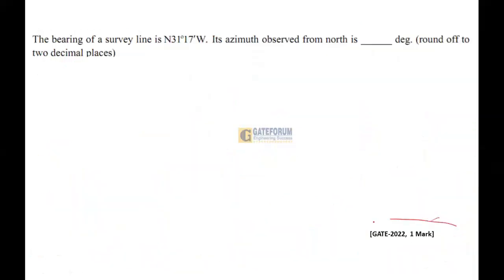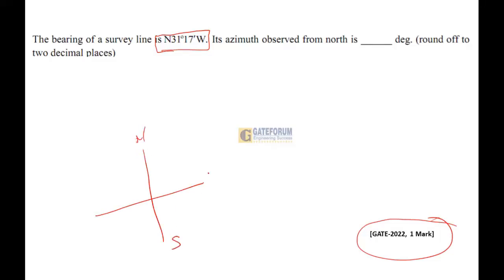There is one more previous GATE question, 2022, for 1 mark. The question says that the bearing of a survey line is north 31 degrees 17 minutes west. The azimuth observed from north is in degrees. Round off to 2 decimal places. So if I take the quadrant system, north, south, east, and west, here my survey line is in the northwest direction. Let me take the origin as O.